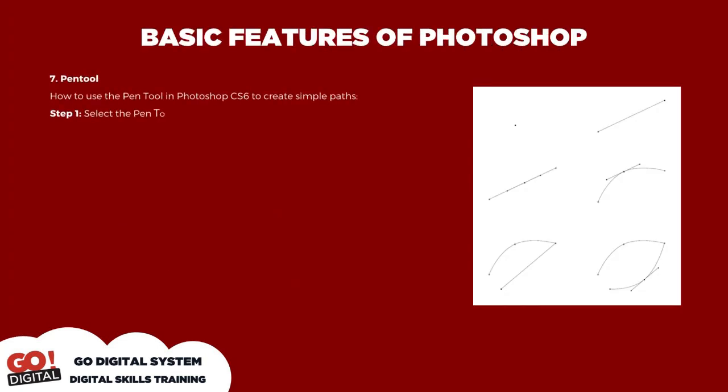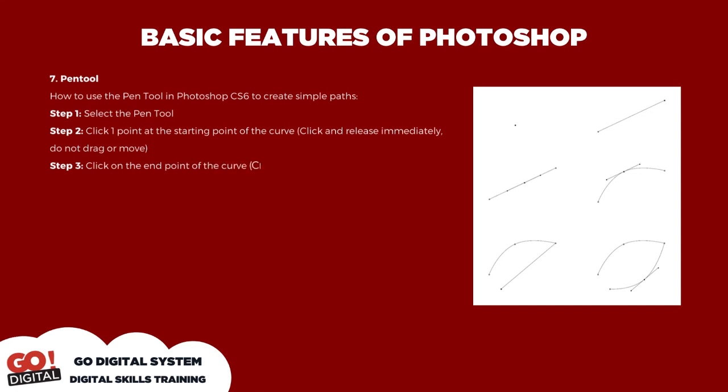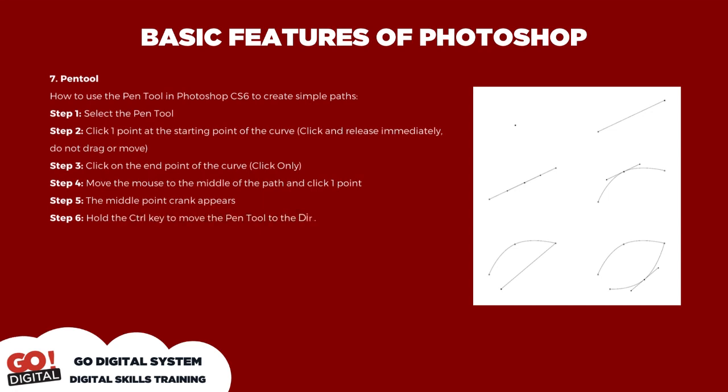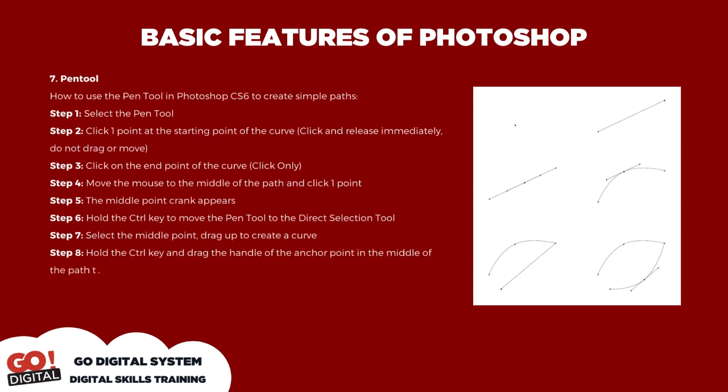How to use the pen tool in Photoshop CS6 to create simple paths. Step 1. Select the pen tool. Step 2. Click one point at the starting point of the curve. Click and release immediately. Do not drag or move. Step 3. Click on the end point of the curve. Click only. Step 4. Move the mouse to the middle of the path and click one point.